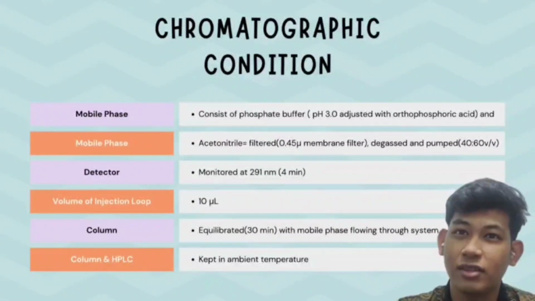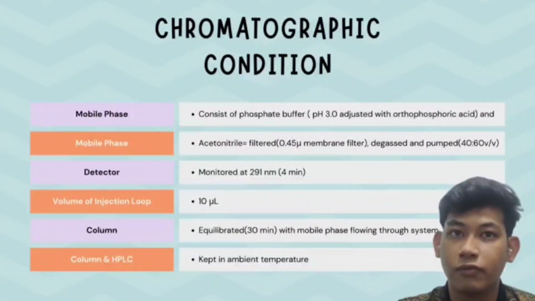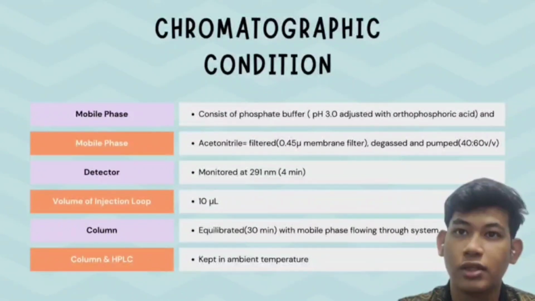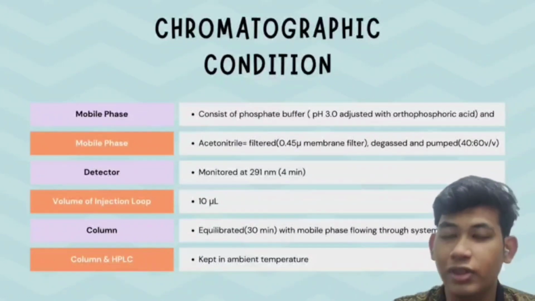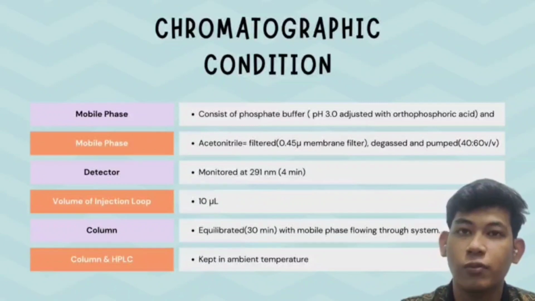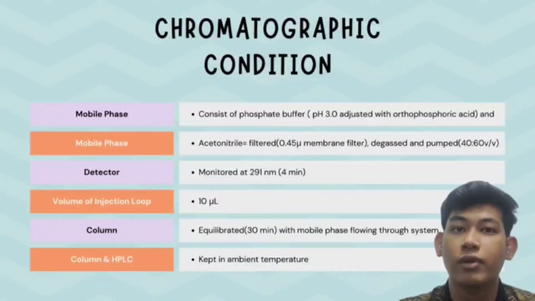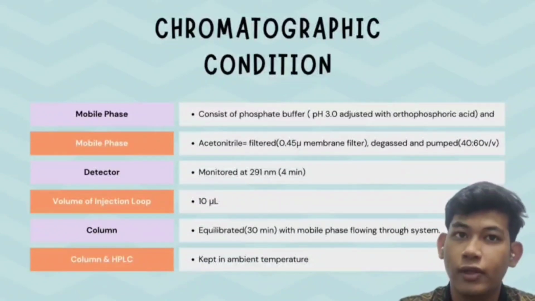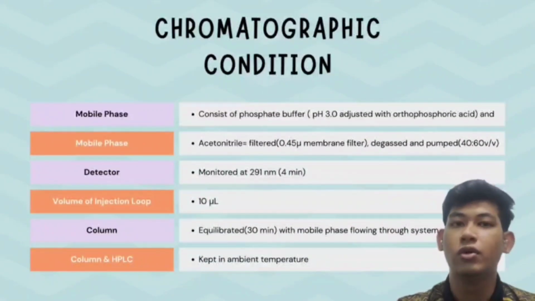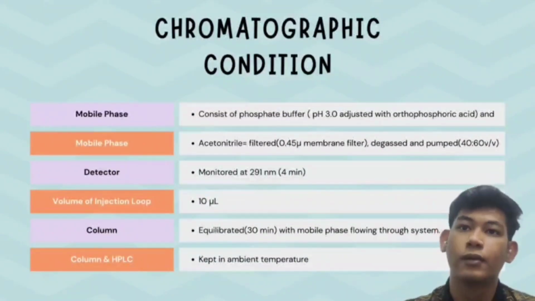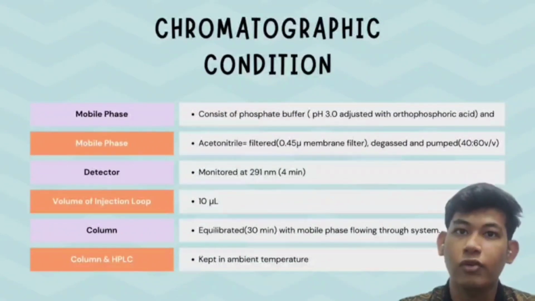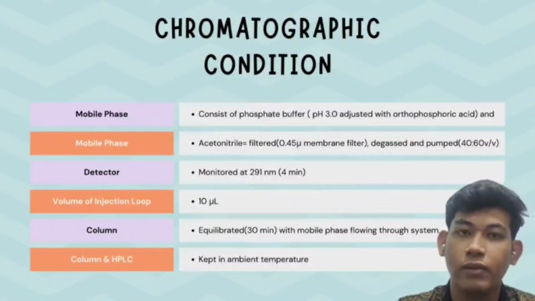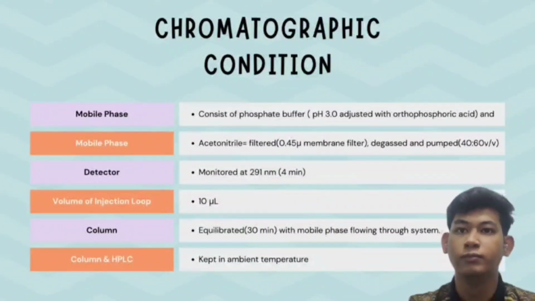The mobile phase, consisting of phosphate buffer at pH 3 adjusted with orthophosphoric acid and acetonitrile, was filtered through a 0.5 micron membrane filter before use. This was degassed and pumped from the solvent reservoir in the ratio of 40/60, and then it was pumped into the column at a flow rate of 0.5 milliliter per minute.